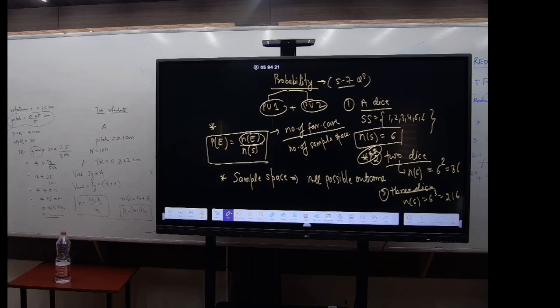If I am tossing one coin, what will be the sample space? Head and tail. So the number of sample space will be 2. 2 coins, 4, 2 square. 3 coins, 2 to the power 3. Yes or no?